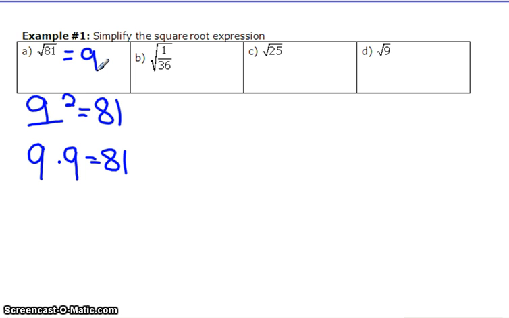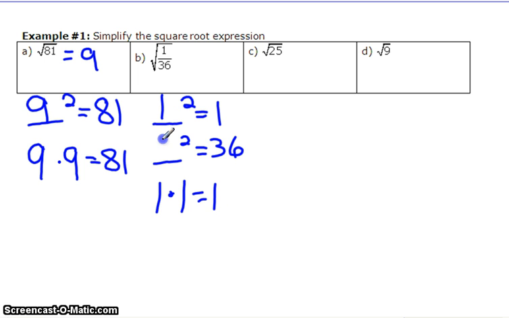Now when you're dealing with fractions, you're going to take care of the square roots of the numerator and the denominator separately. So I have to think of a number squared that's going to give me 1, and a number squared that's going to give me 36. Well, 1 squared would give me 1, because 1 times 1 is 1. 6 squared would give me 36, because 6 times 6 is 36. So my answer would be 1 over 6.